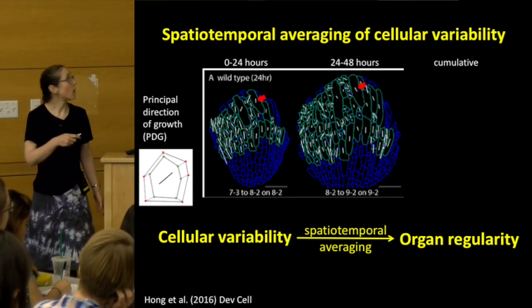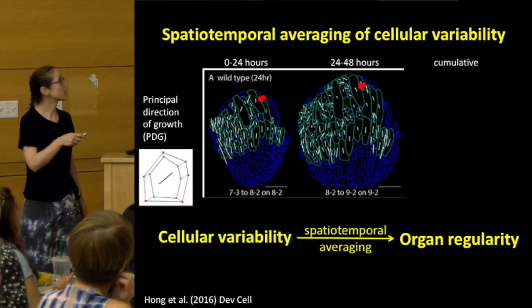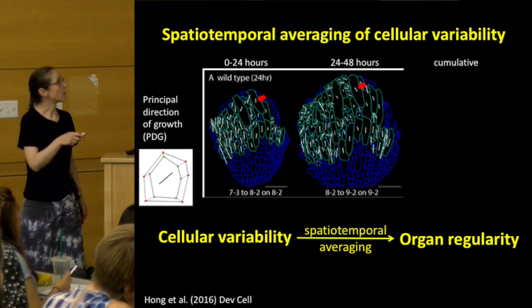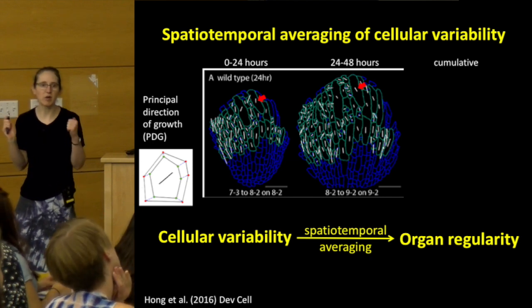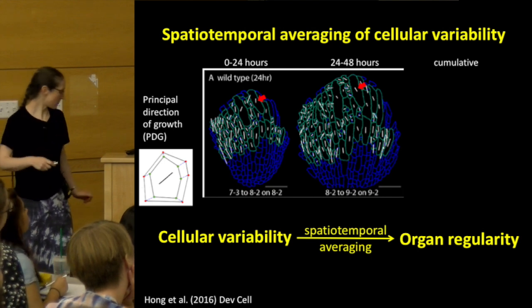And if we do that in wild type, so here's our sepal, here's the cells. Each cell has a little growth axis. This is the first time interval. Here's the second time interval. And you can see they're variable. That's just what we expect. Our cells are variable. We've said that again and again. So all kinds of different growth angles.